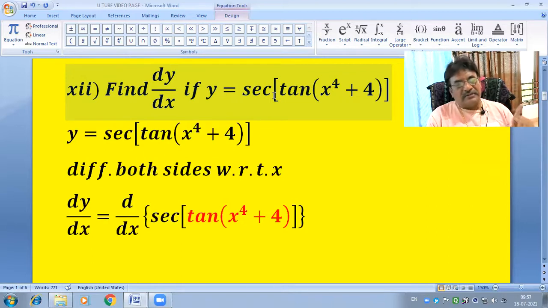We find here the derivative of this function. And this is in exercise 1.1, problem number 12. So in this way, we solve problem number 12 from unit differentiation exercise 1.1.